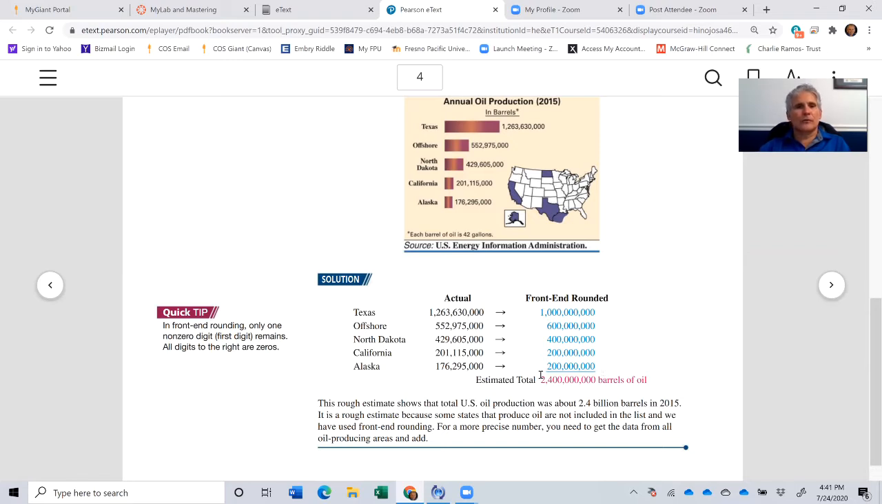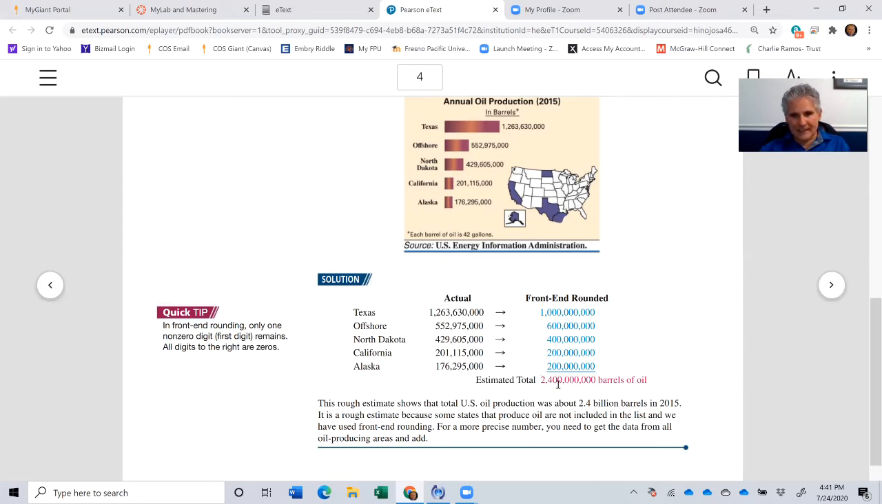Okay, so we didn't even talk about what we're counting, but we're counting barrels of oil that are produced. Texas, offshore, North Dakota, California, Alaska. So we're front-end rounding because we want to know what's the total amount. Well, it's kind of hard to add up all those numbers, but we can more quickly add up these front-end rounded numbers. So we plug these numbers in, make sure that the decimals are all lined up. We've got our million, 600 million, 400 million, 200 million, and 200 million.